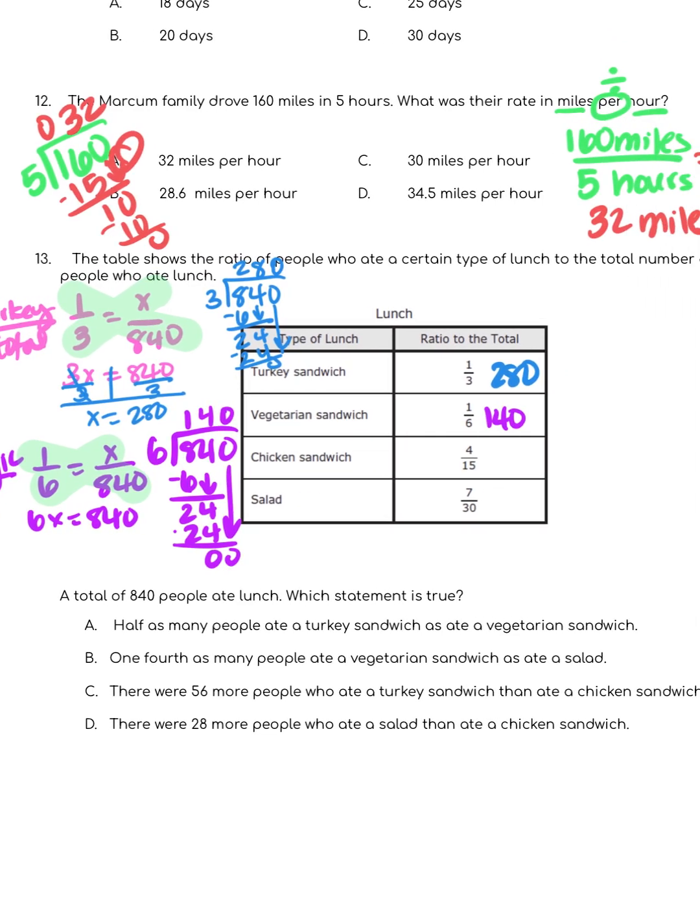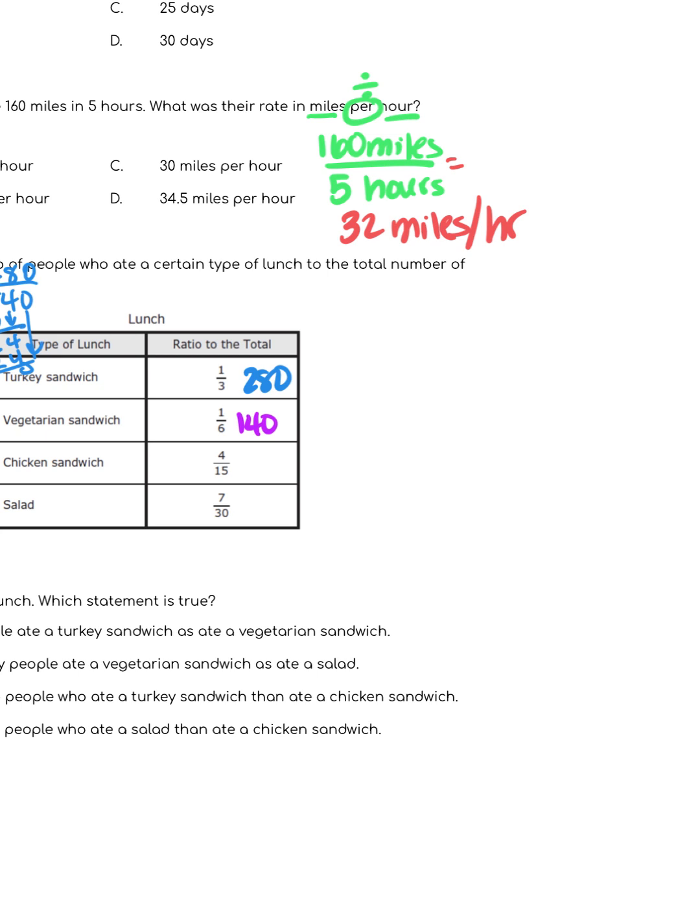Now for my chicken sandwich. Okay, for my chicken sandwich, I'm just going to put CS out of my total. That's 4 out of 15 equals x over 840. So if I do cross products, I'm going to do 4 times 840 equals 15x. So let me do that over here.